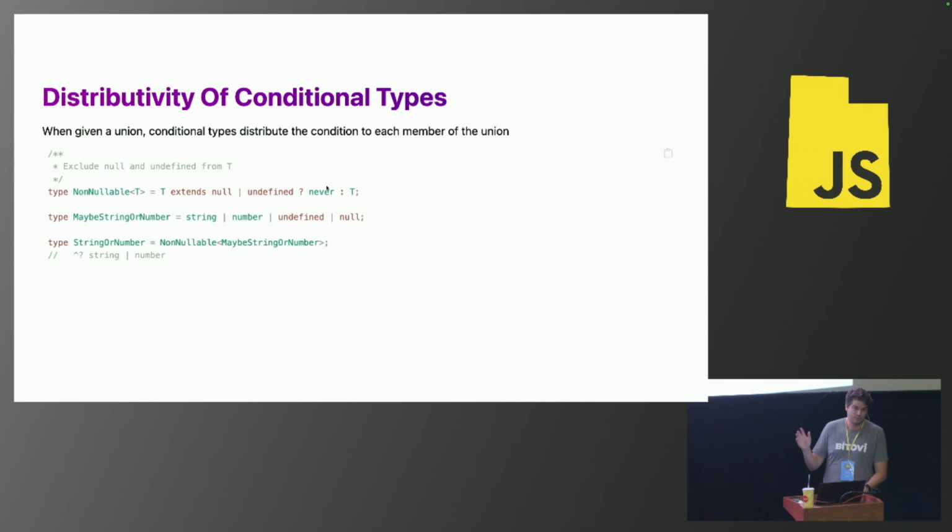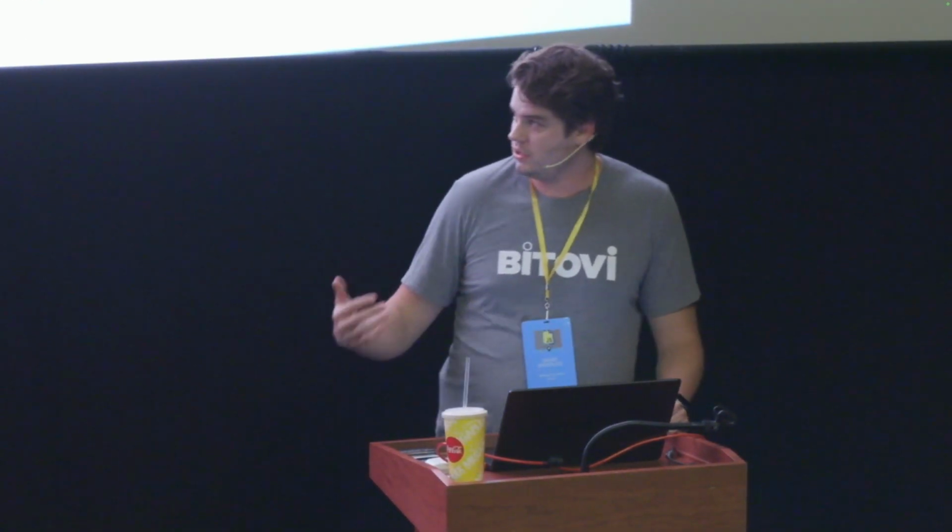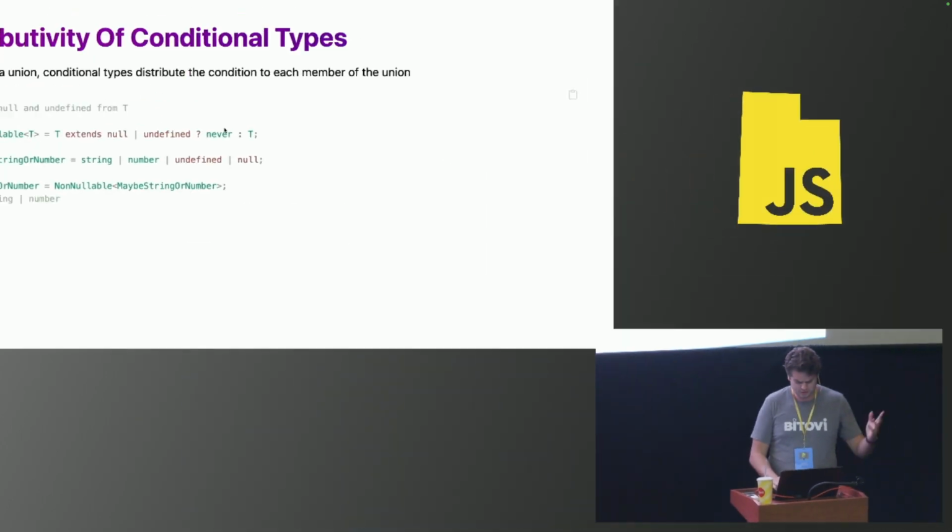Now, if anyone's out there in the audience fact-checking me right now, this is actually an old definition of non-nullable. In TypeScript 5, they replaced it with an interesting intersection type, which we don't have time to talk about. But I always like non-nullable because I think it's a very accessible example for looking at the distributivity of conditional types. So how does it work?